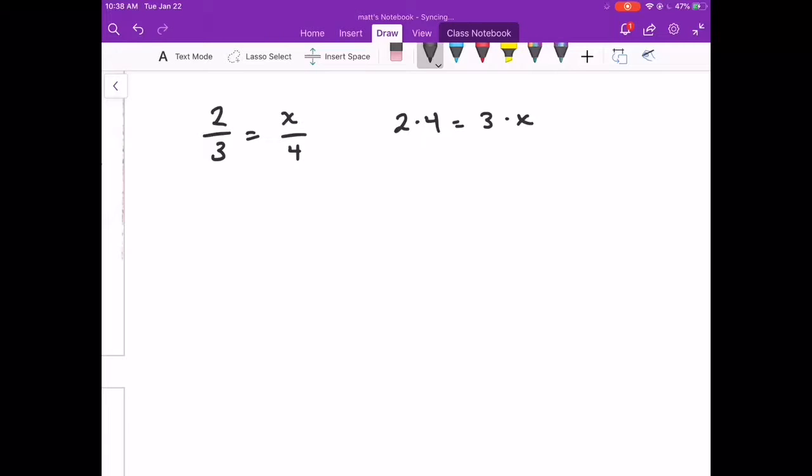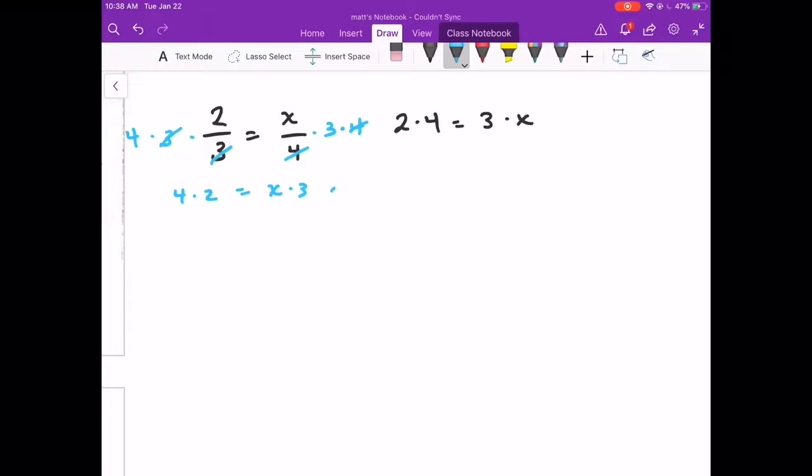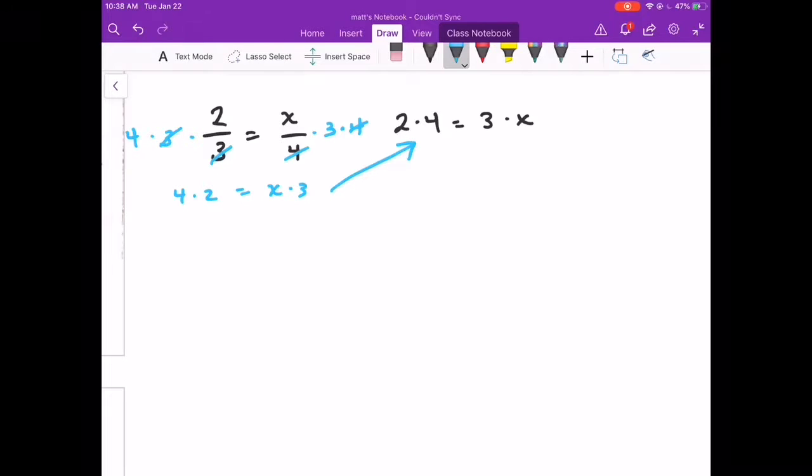Well, if I was trying to get rid of the denominators in kind of an old school way, I would multiply both sides by 3 to get rid of the 3 on the left side, and I would multiply both sides by 4 to get rid of the 4 on the right side. These would cancel, and these would cancel, and I'd be left with 4 times 2 is equal to x times 3, or 3 times x. And that's the same thing we have right here after cross multiplication.